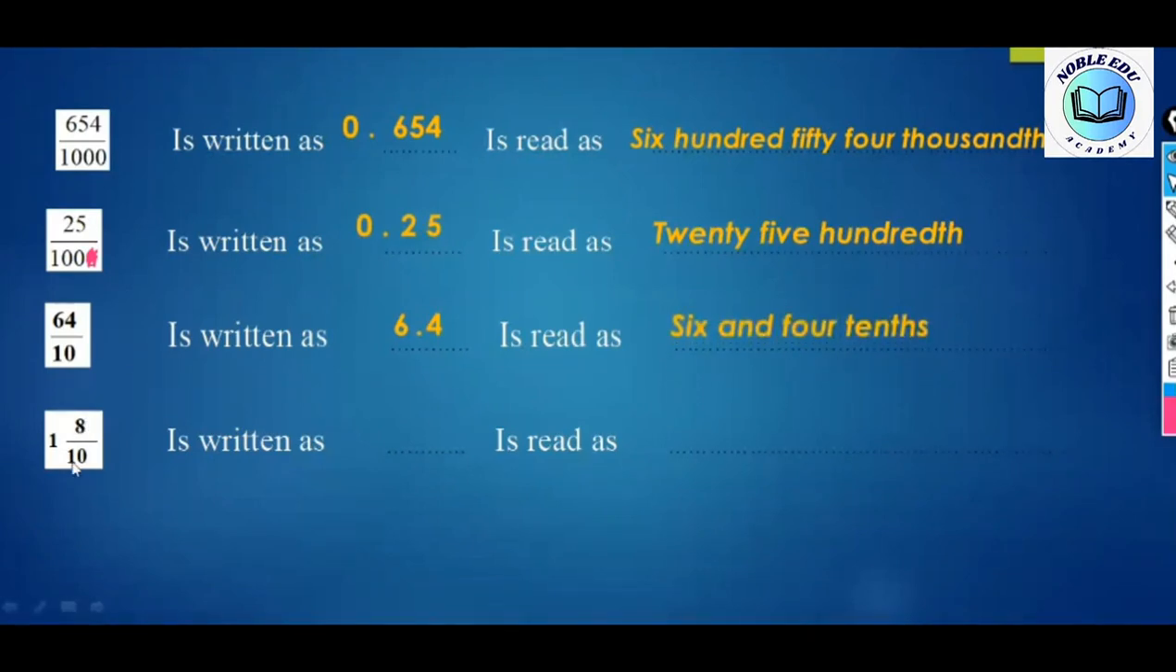1 and 8 over 10, I want to write as a decimal. First write 8. And what about the point? The point only after one digit. So write 8 with the point. Do you have a whole number? Yes, I have 1. So write 1 in front of the point. The answer will be 1.8. And read as 1 and 8 tenths.